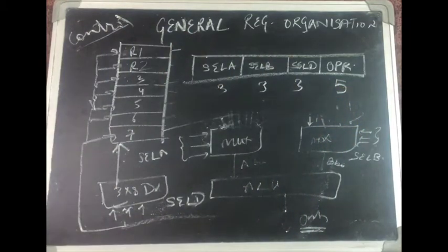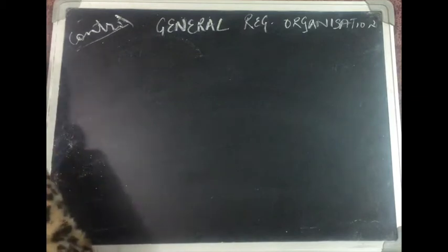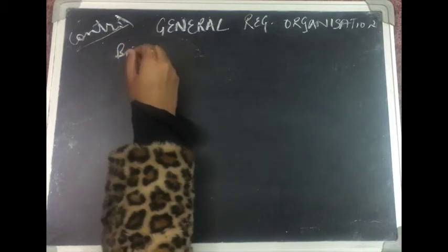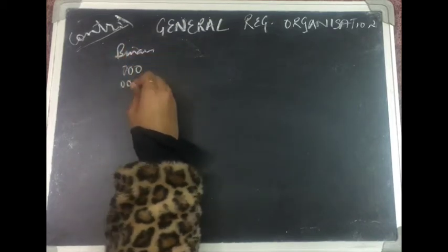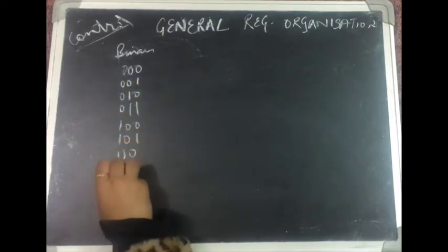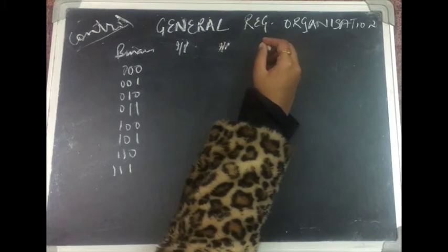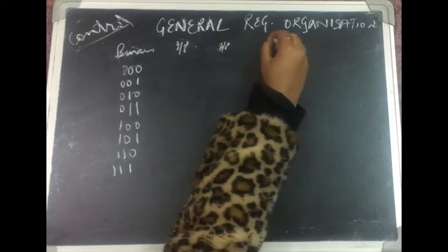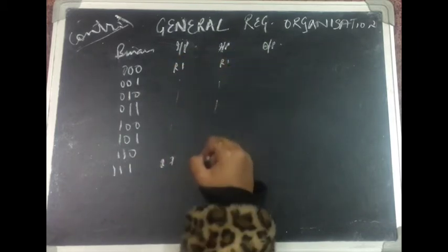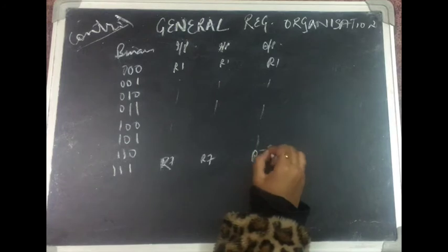Now let's take an example. What basically happens is we have certain binary values, 000 001 010 011 and so on, which are the signals available for input and output. So this is R1 to R7, this is also R1 to R7, and this is also R1 to R7.